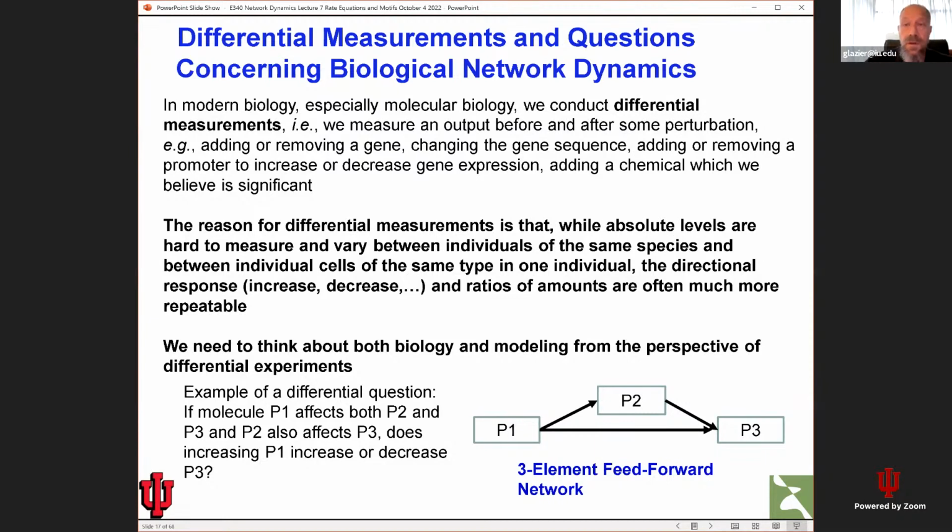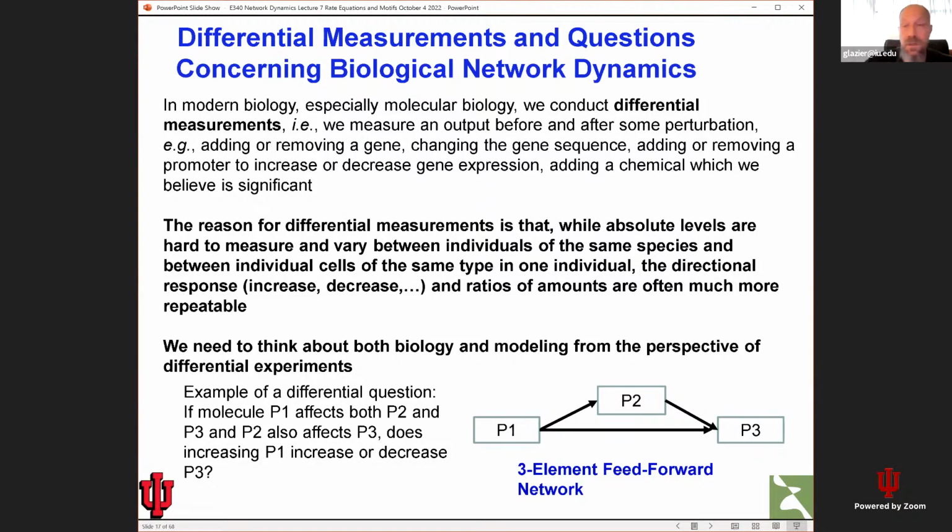It's very hard to quantify the exact amount of a protein in a cell. It's hard to measure it in time. It's hard to get two cells to do the same thing twice. It's very hard to get two animals to do the same thing, if you do the same thing to them. And so one of the key concepts in biological measurement is that you make differential measurements.